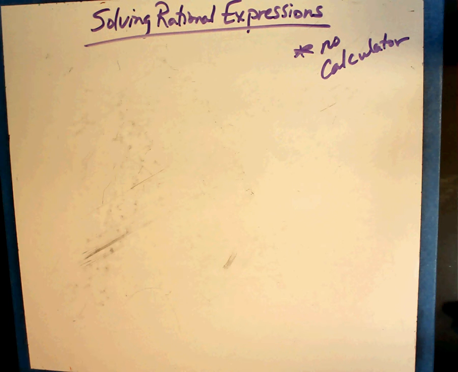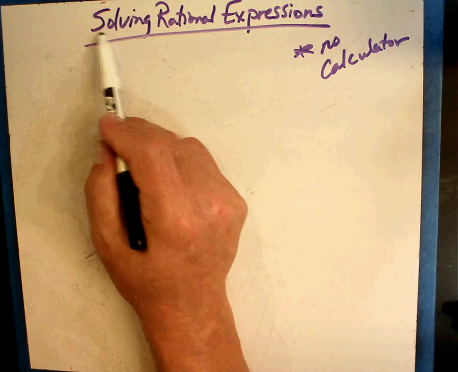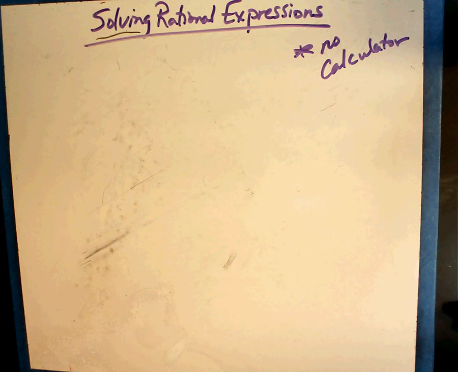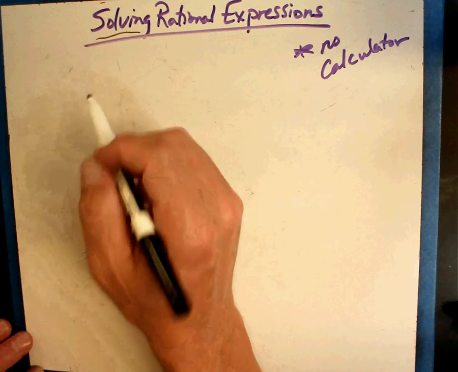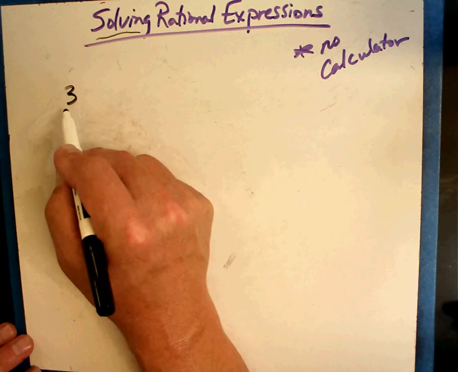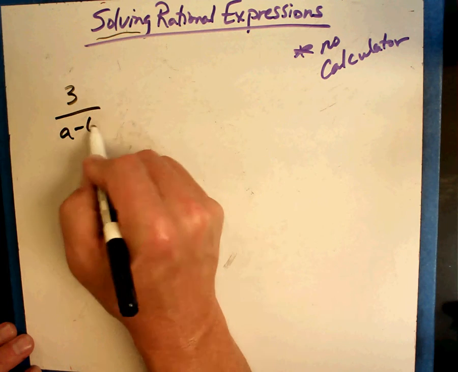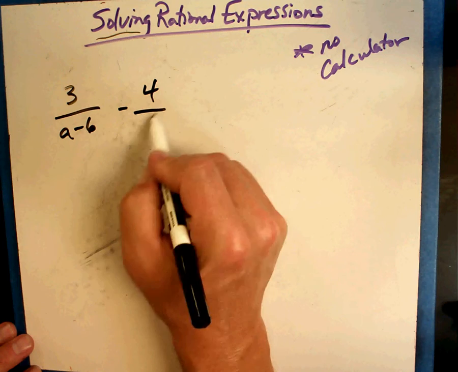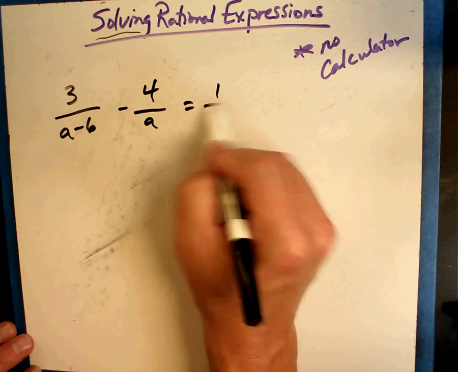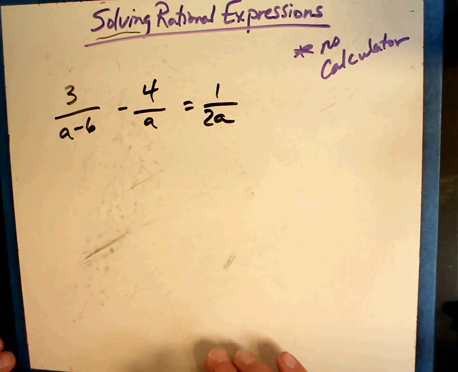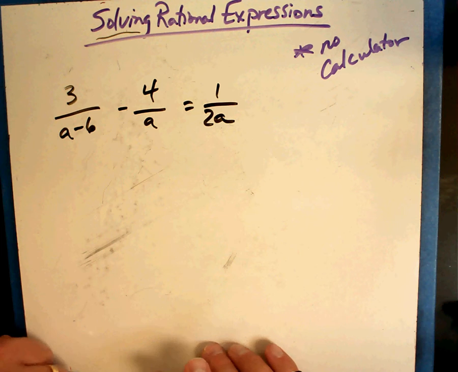In this video, we're going to talk about solving rational expressions. In the last video, we were doing rational expressions and we were simplifying them. In this one, we're going to solve them. Let's take an example like this: 3 over a minus 6 minus 4 over a equals 1 over 2a. And what you're looking to do is to try to cross things out to solve.